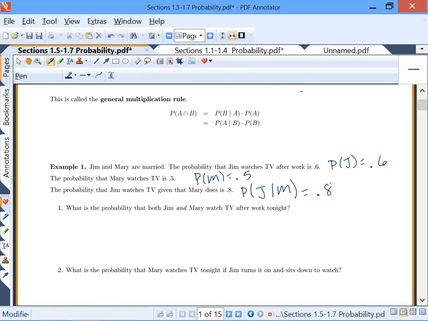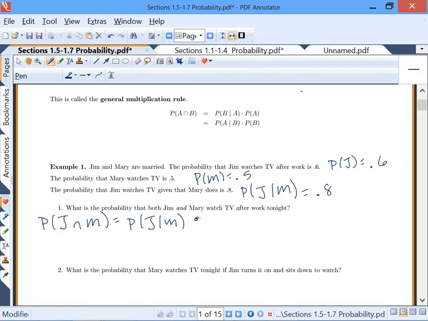So for the first part, what is the probability that both Jim and Mary watch TV after work tonight? So now we want the probability of the intersection. Now notice in the general multiplication rule there are two different ways that I could find my intersection. The way that you choose which one is you go with the conditional probability that you actually have. So in our situation, we only have one conditional probability that was given to us. J given M, so that's the one I have to use.